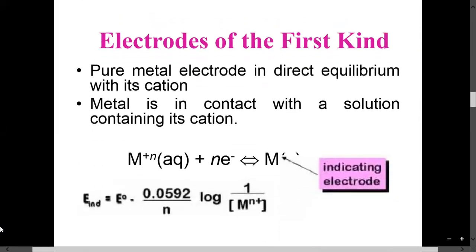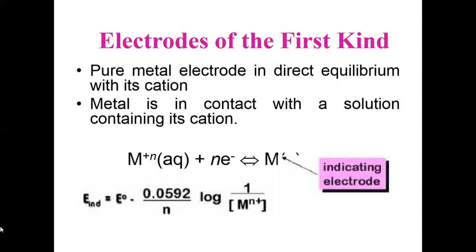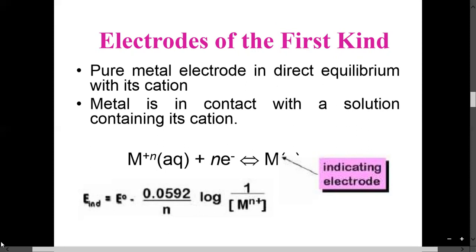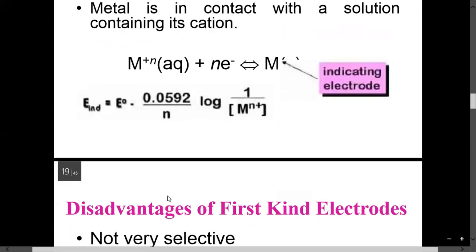The electrodes of the first kind are pure metal electrodes in direct equilibrium with their cation. The metal is in contact with a solution containing its cation. Here is the Nernst equation at room temperature.